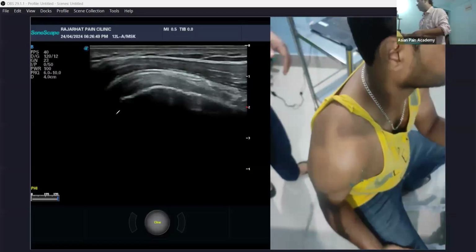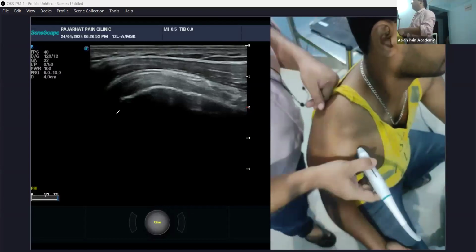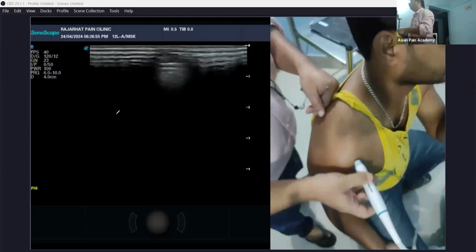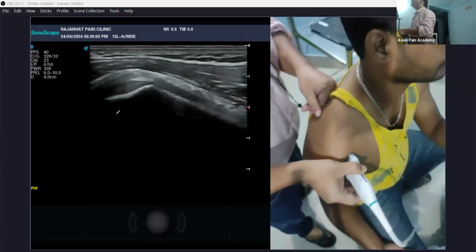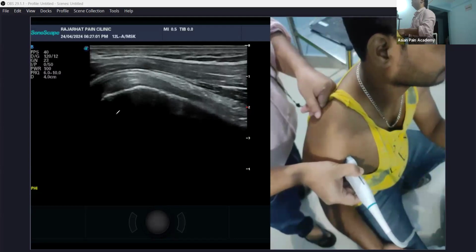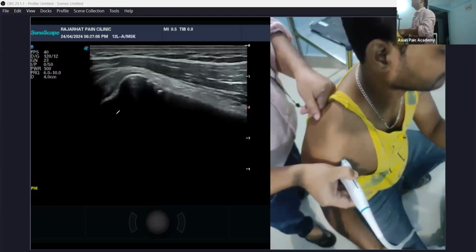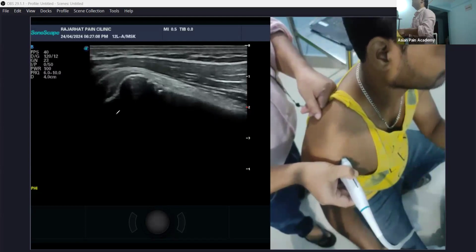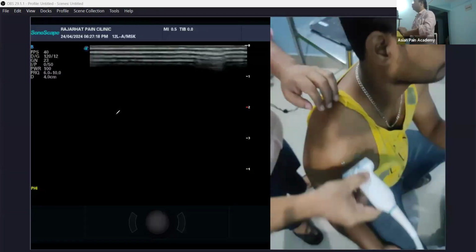As soon as I come a bit more laterally, I see the greater tuberosity. So this is the biceps tendon, and as I come more laterally, this is the greater tuberosity. This big hill type of bony contour is the greater tuberosity, and here of course we will not see the tendon. So this is the first part, the biceps tendon, in long axis and short axis.